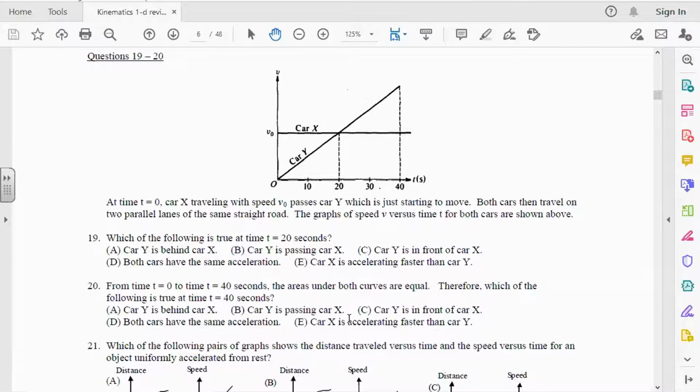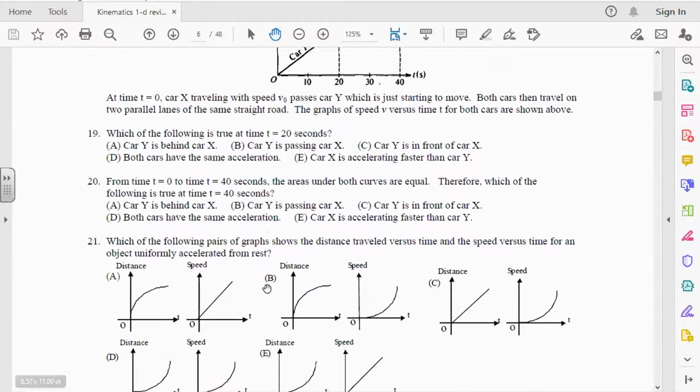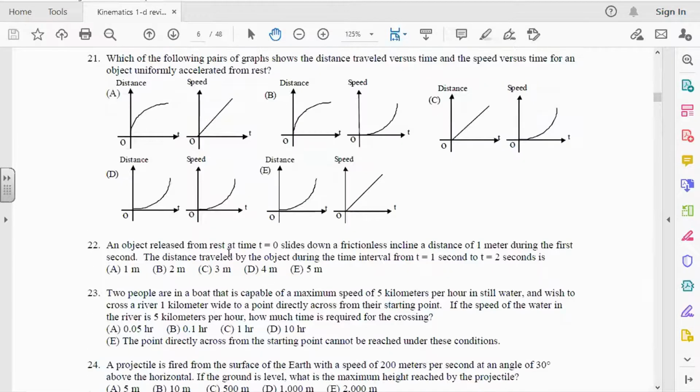All right, questions on number 20? Everybody's good? All right. Next one I have is number 21. So which of the following pairs of graphs shows the distance traveled versus time and the speed versus time for all objects uniformly accelerated from rest? All right.